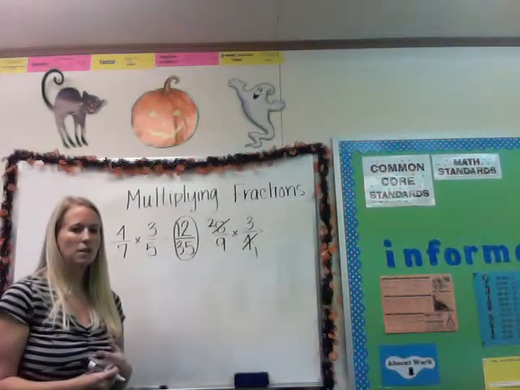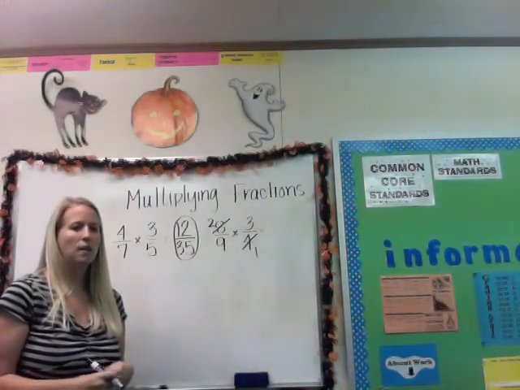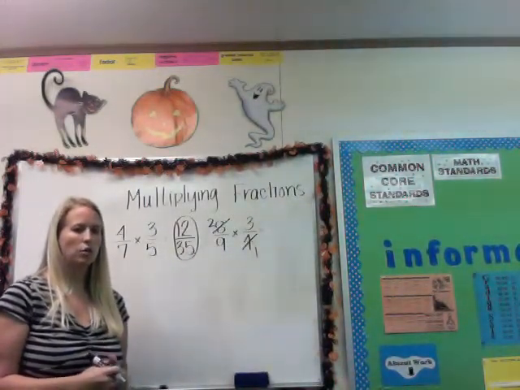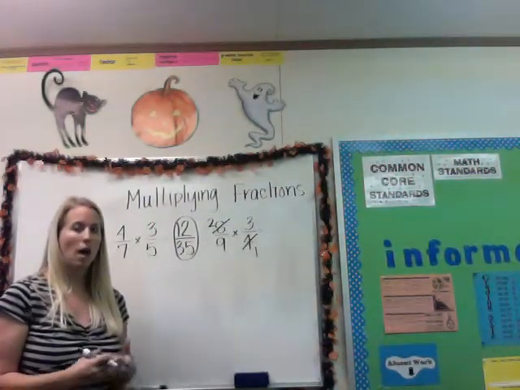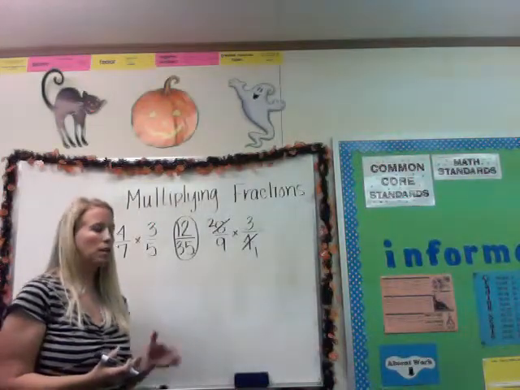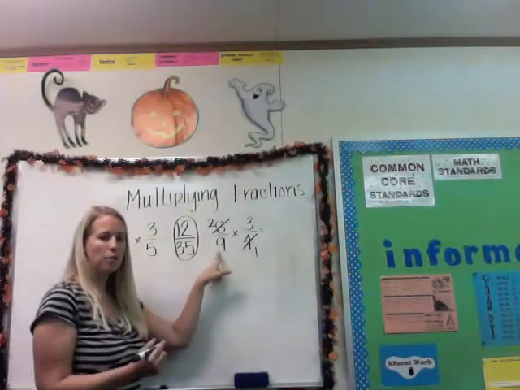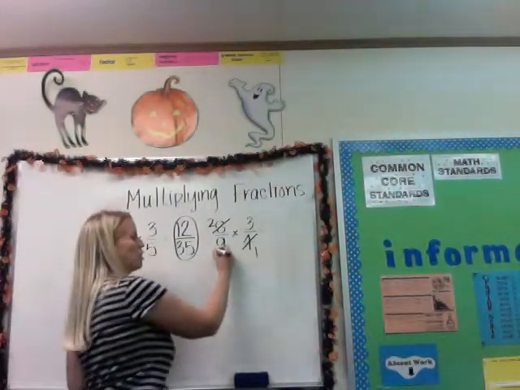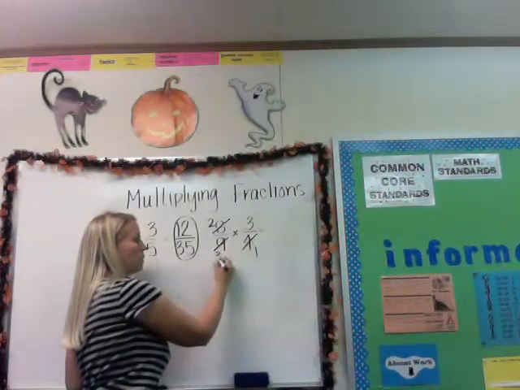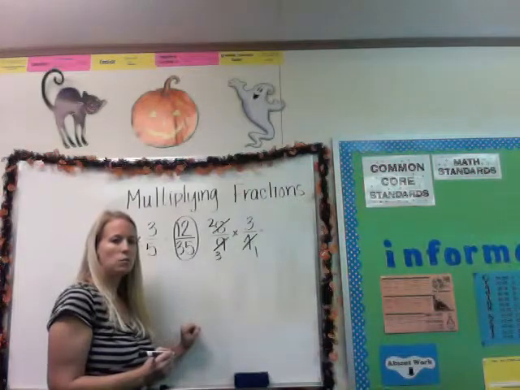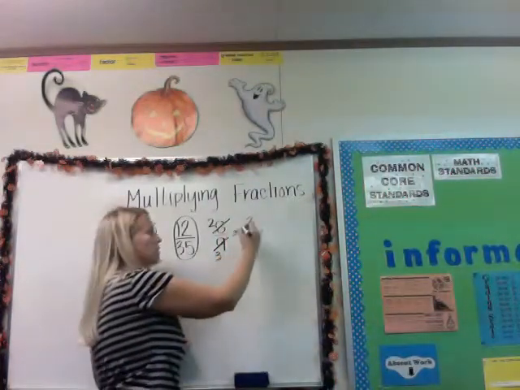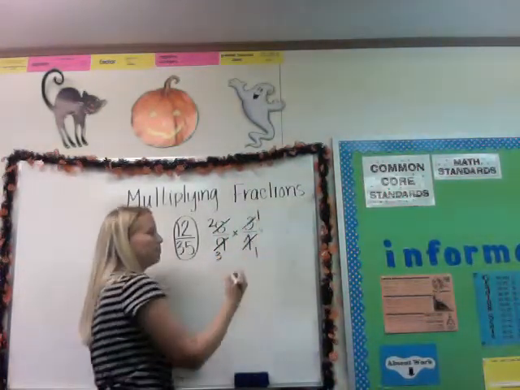Let's see if there's anything I can do with the 3 and the 9. Is there a number that can go into both 3 and 9? I'm thinking of the number 3. 9 divided by 3 is 3. So I'm going to cross off the 9 and write a small 3. 3 divided by 3 is 1. So I'm going to cross off this 3 and make it a 1.